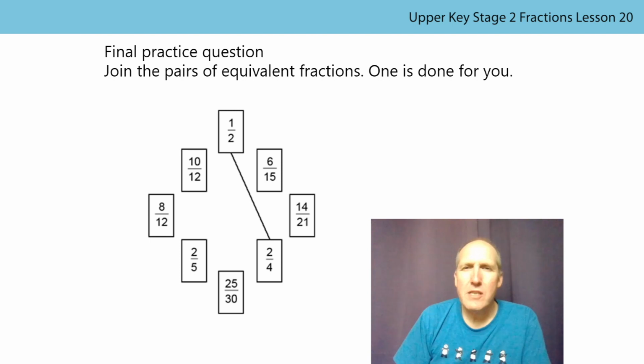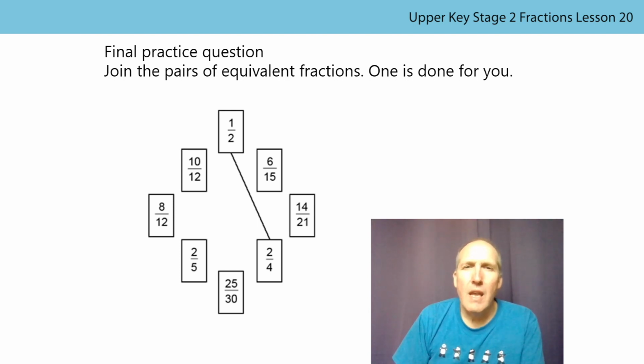Here's one final practice question. Join the pairs of equivalent fractions. One is done for you. Well, yes, it's the easy one that's been done for you, isn't it? 1/2 is equivalent to 2/4. For the others, you're going to need to think about what you've learnt about multiplicative relationships, vertical and horizontal. Think about what you've learnt about simplifying fractions. You could go back in the video if you want to. Pause now and see if you can pair up the fractions.